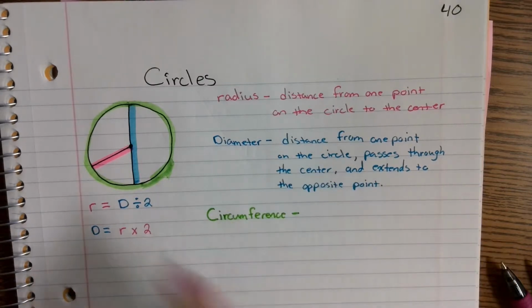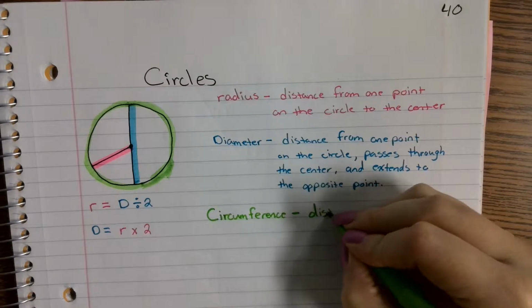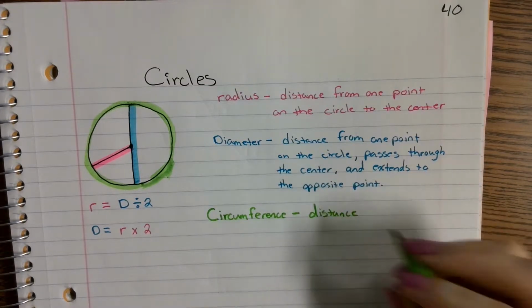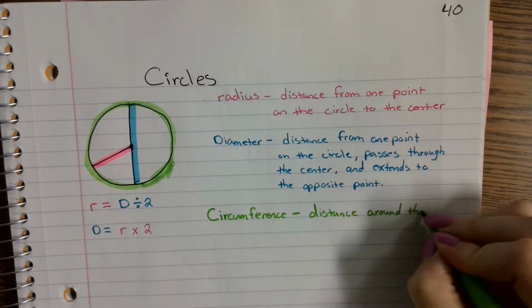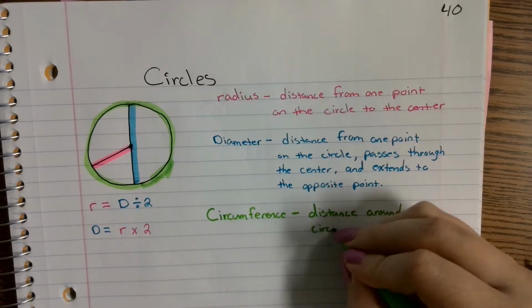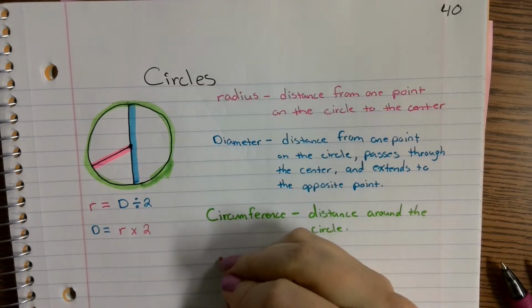So circumference, I've highlighted it in green, so that way you guys know to pair that with your definition. This is the distance around the circle.